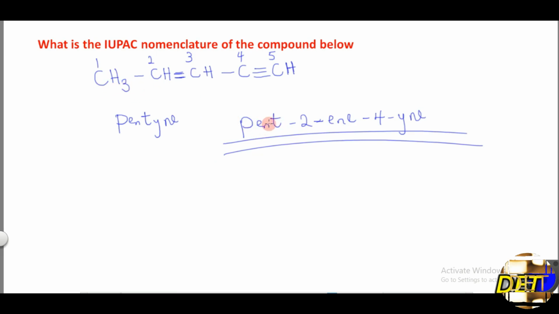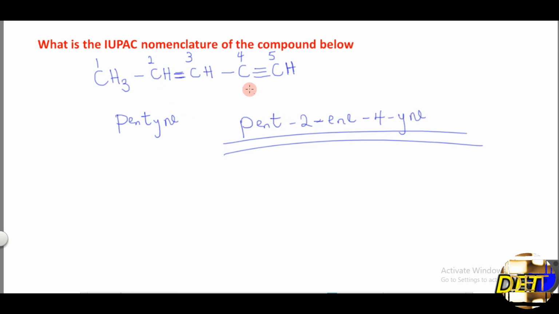Pent means there are 5 carbon atoms in the longest continuous carbon chain: 1, 2, 3, 4, 5. Right? 2-ene means the double bond is located at carbon 2.